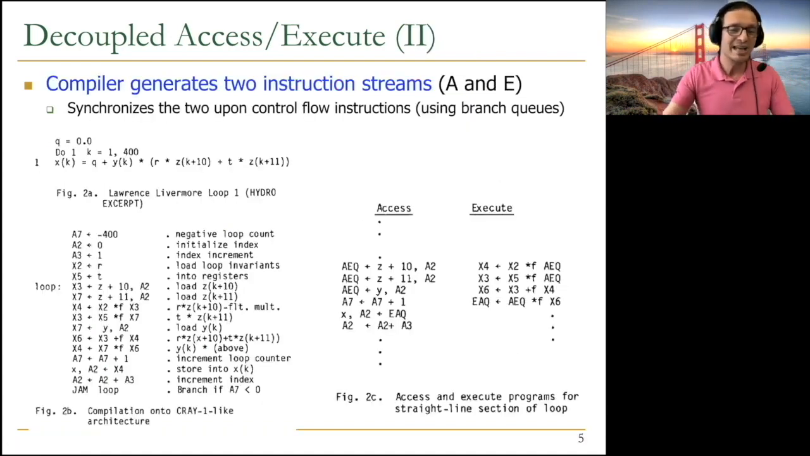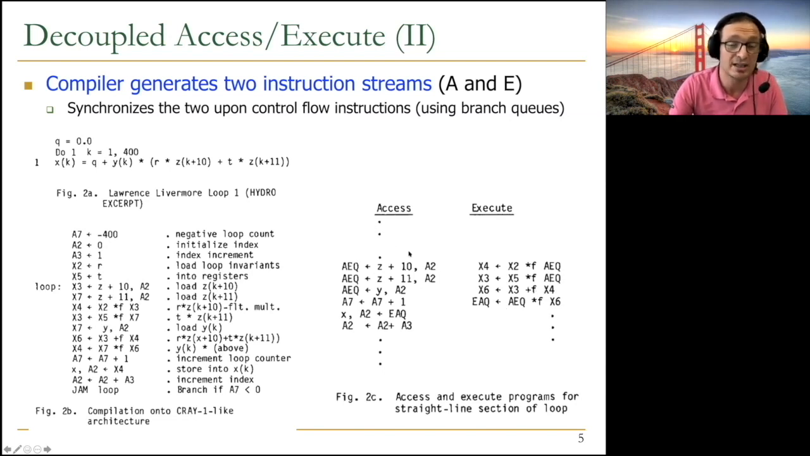Essentially, the basic idea is, instead of having a single instruction stream that looks like this, which is a very famous loop, a Livermore loop that does some scientific computation, you basically have two instruction streams, access and execute, and it's essentially doing the same thing. Whenever you need to do memory access, you do it over here. Whenever you need to do operations, executions, and branches, you do it over here.